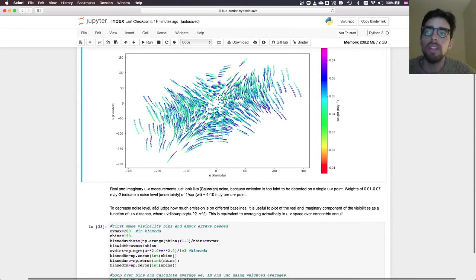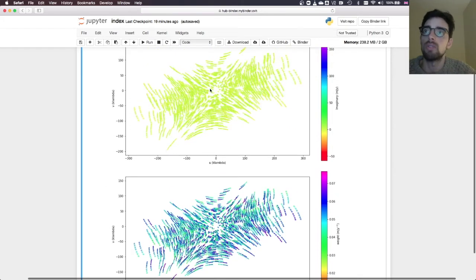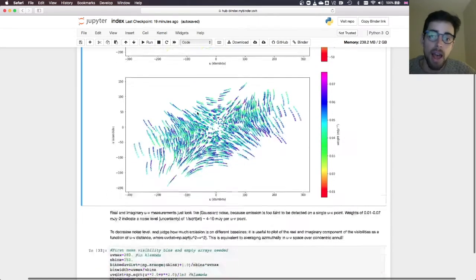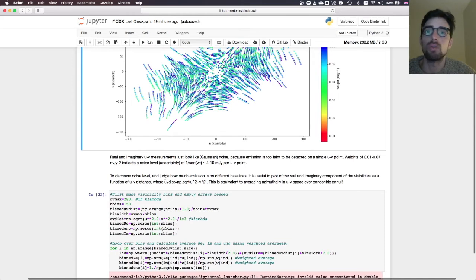Now, one thing you can do to decrease the noise level in a real scenario: the imaginaries obviously are 0, which means that not only is the source centered at the origin, but it is also centrally symmetric. If you have a centrally symmetric source, it is usually useful to plot the real and imaginary components of visibilities not as a function of UV distance in 2D, but rather in 1D as a function of distance from the phase center.